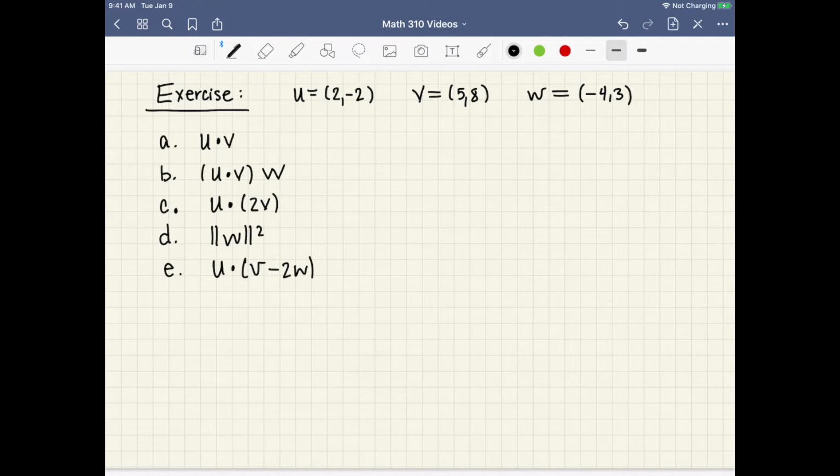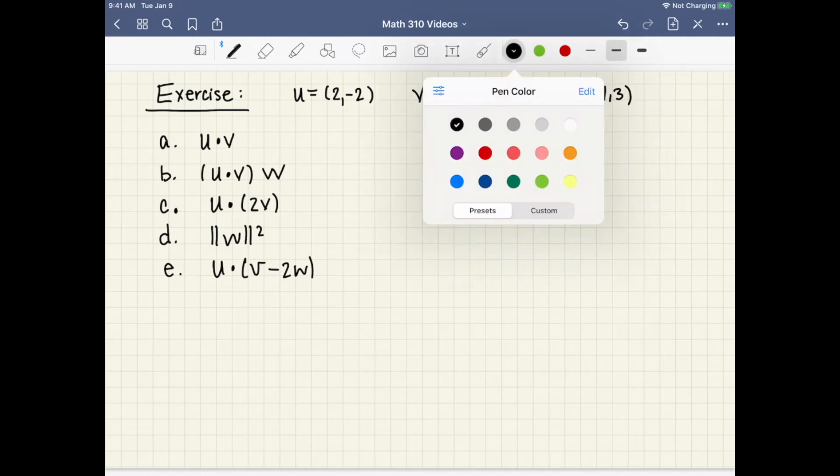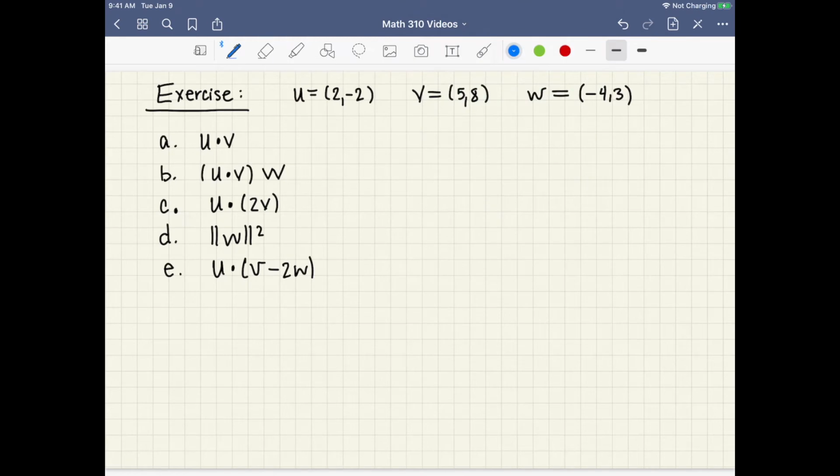All right, the first is just u dot v. So let's make sure we can evaluate a dot product. In this case, we have (2, -2) dotted with the vector v, which is (5, 8). So we multiply the first two entries together. This gives us 2 times 5, and then minus 2 times 8. And so this gives us minus 6. That was easy.